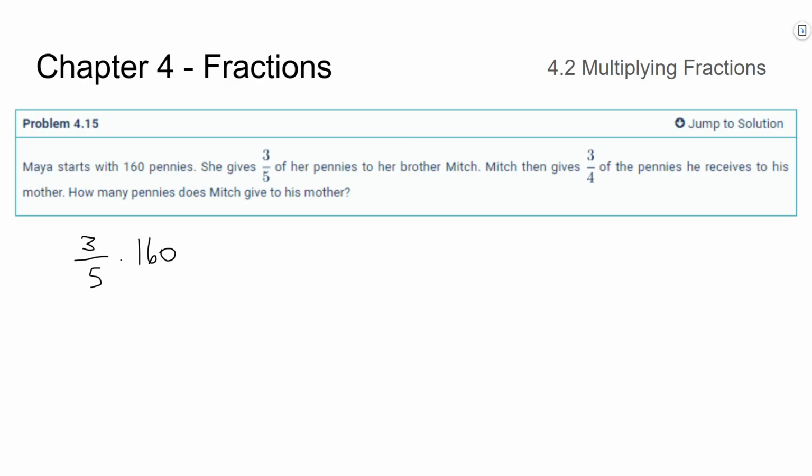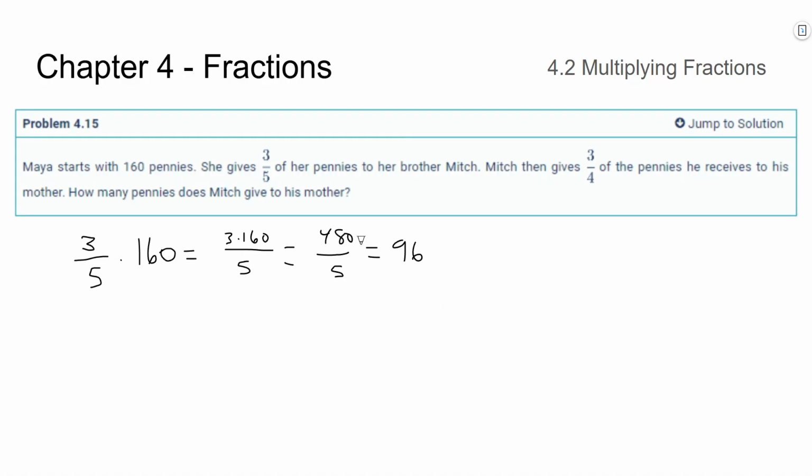Okay, well, a couple different ways we could do this. Let's just go ahead and say it's going to be the same thing as 3 times 160 over 5. 160 times 3 would be 480 divided by 5. And that's going to equal 96 if we did that math.